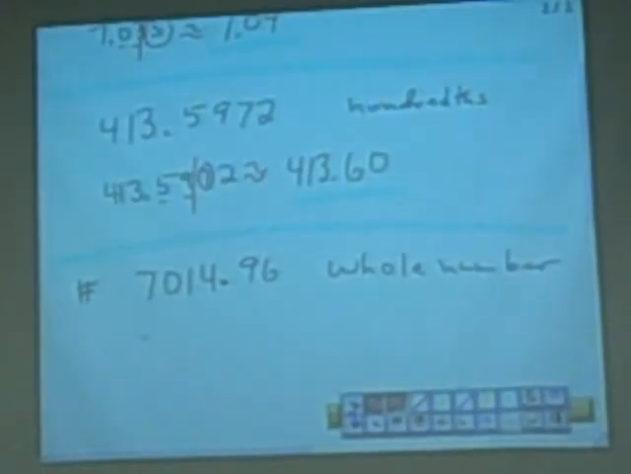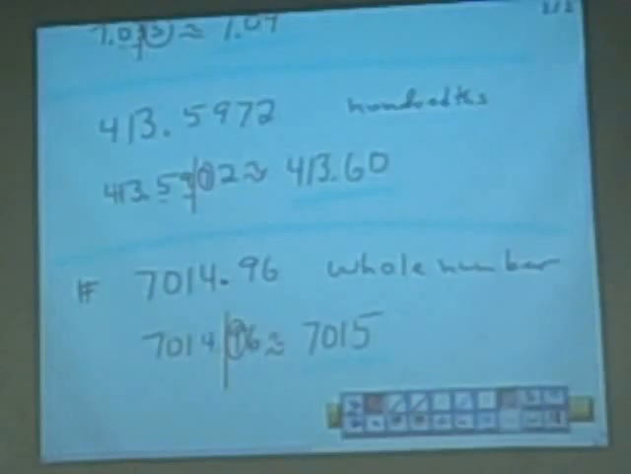Here's our number again. Draw a line at the decimal point, and we're looking at the 9, right? So that makes it approximately equal to 7015, right? Yeah, and you don't need the decimal after that.